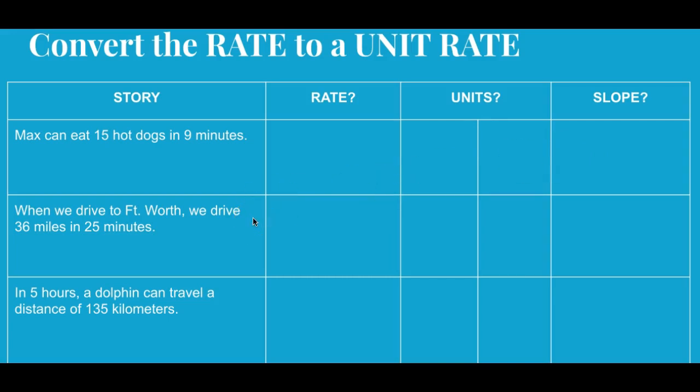When we drive to Fort Worth, we drive 36 miles in 25 minutes. Real quick, I want you to fill that out in your own time. Pause video, fill it out. I hope you pause video because I'm keeping it pushing. All right, so we're looking at our units being 36 miles to 25 minutes. Therefore, our slope will be 36 over 25, right? Our rate would be 36 divided by 25, which is 1.44. Units, we said 36 miles to 25 minutes. Slope is 36 over 25.